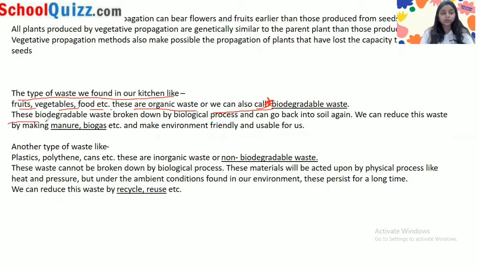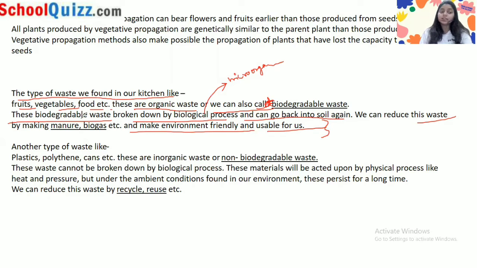This biodegradable waste is broken down by biological processes. Biological process means microorganisms. And by the microorganisms it can go back into the soil again. We can reduce this waste by making manure and biogas, and make it environment friendly and usable for us. So this is for the biodegradable waste.